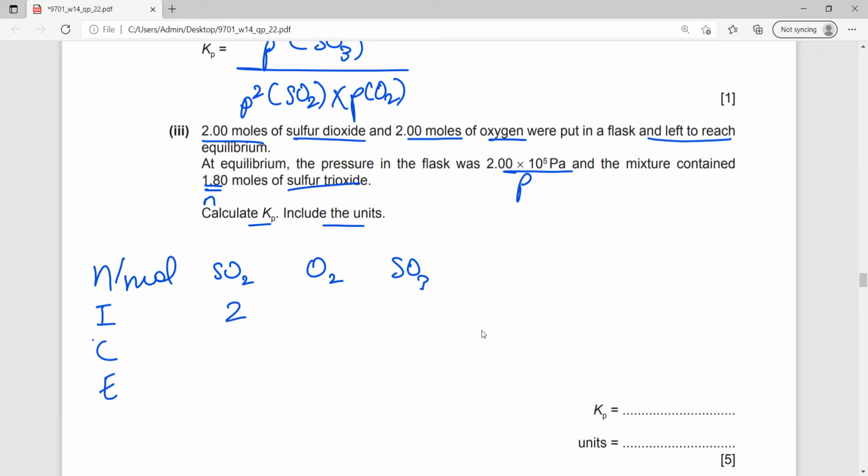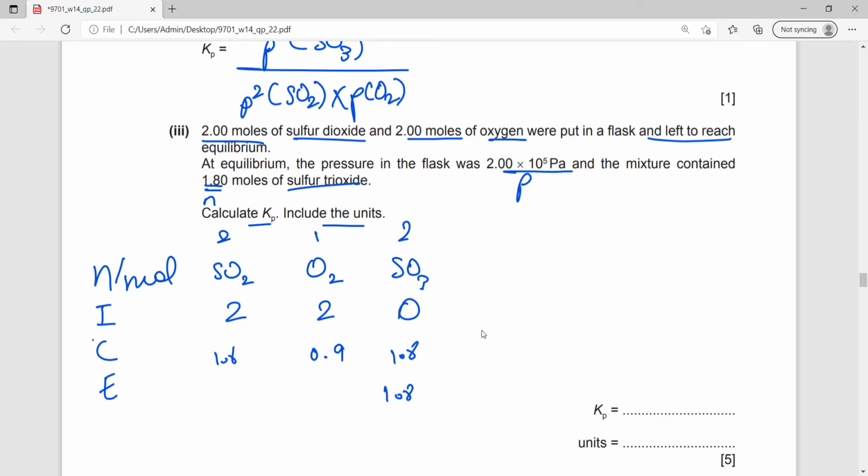Initially, there's 2 moles of sulfur dioxide and 2 moles of oxygen. No initial moles of sulfur trioxide were given, so we're assuming it's 0. At equilibrium, there's 1.8 moles of sulfur trioxide, and the reaction is producing sulfur trioxide, so the change in sulfur trioxide would be 1.8. This is a 2 mole ratio, this is a 1 mole ratio, and this is 2, and therefore this would also be 1.8, and this would be 1.8 divided by 2, that is 0.9.